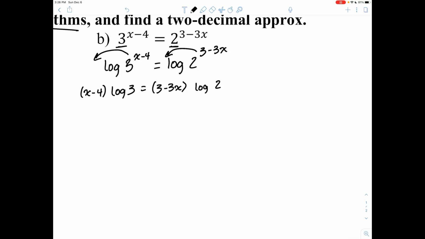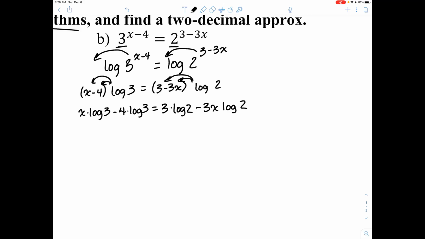Next, we got to get those x's out of the parentheses. So we're going to have to distribute our values times our logs. So that would be x times the log of 3 minus 4 times the log of 3 equals 3 times the log of 2 minus 3x times the log of 2. Okay, so now the x's are out of the parentheses. So we're solving for x. So you know the next thing we do is move the x's to the same side of the equation.